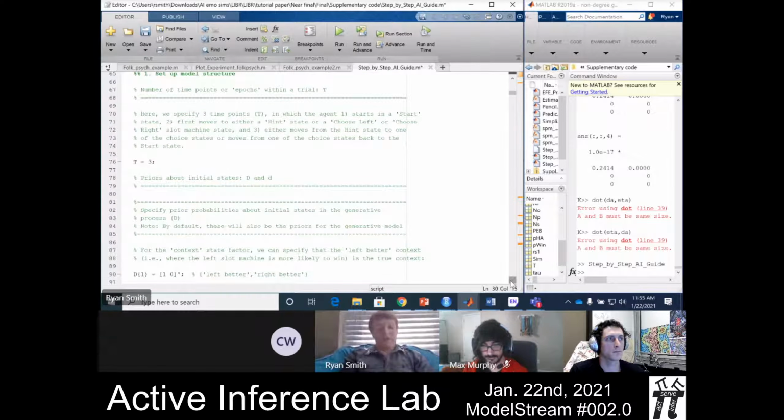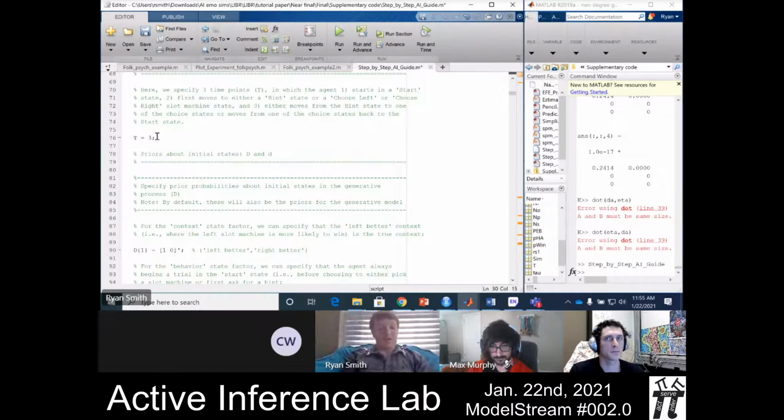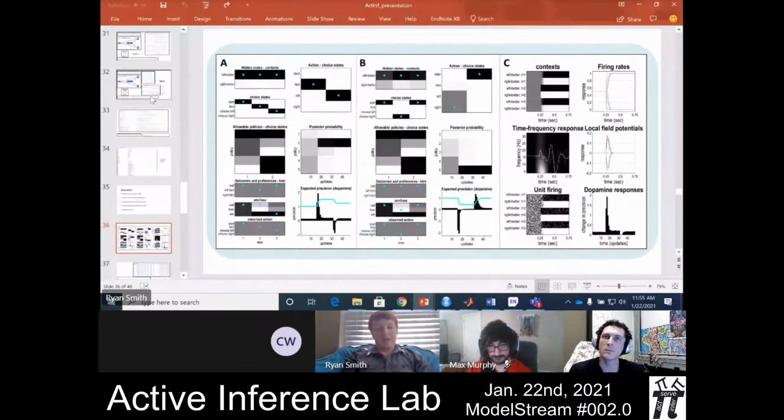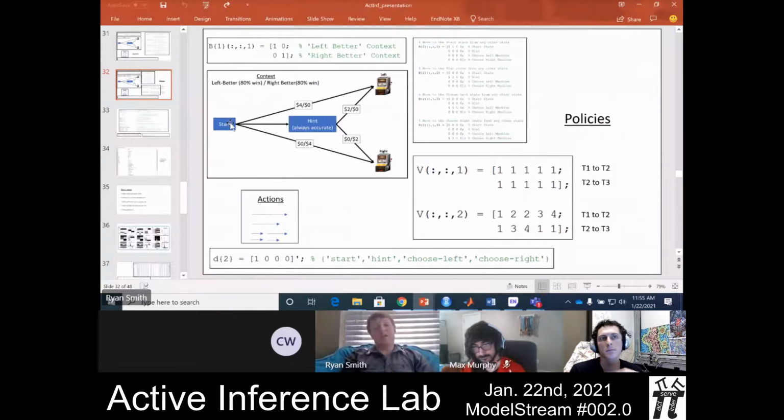So the first thing we need to do, at least in the order I have it set up, is to set T. T is the number of time steps in the trial. In this case, there are 3 time steps, remember, because the agent has to start in the start state and then move to the second time step, choose the hint state, and then at the third time step, choose one of the machines. Or it can go straight from the start state to one of the machines, but then at the third time step, it'll just go back to the start state. That's how we have it set up anyway. So you need 3 time steps.